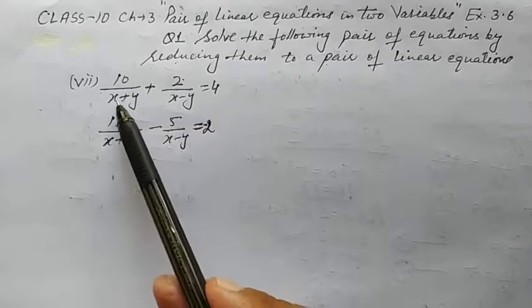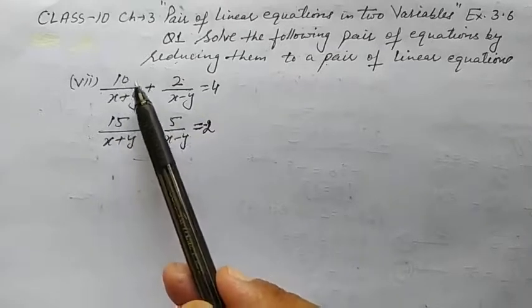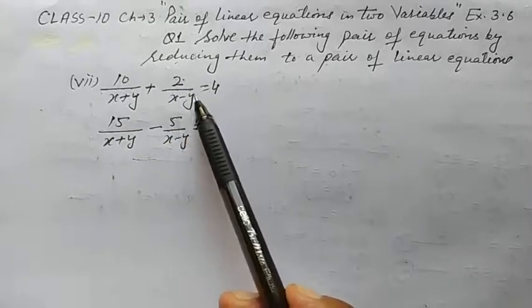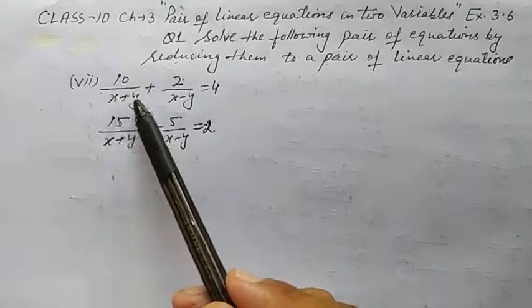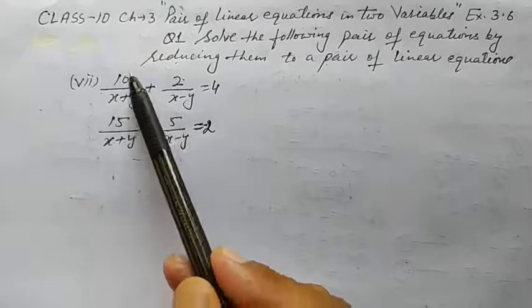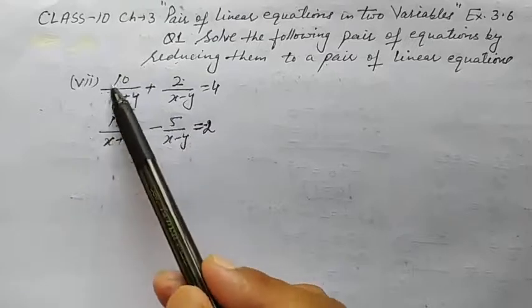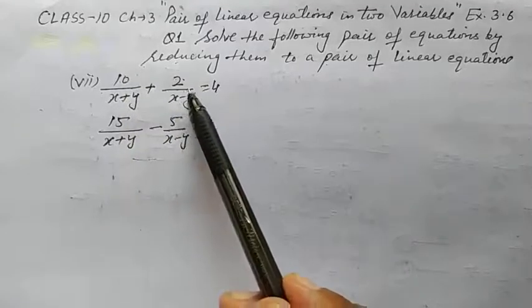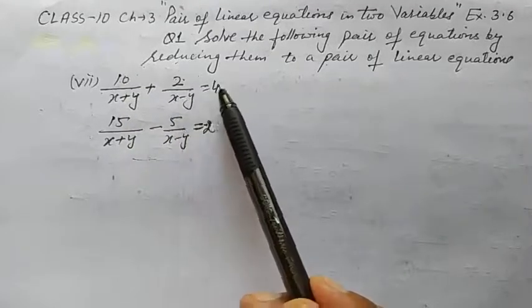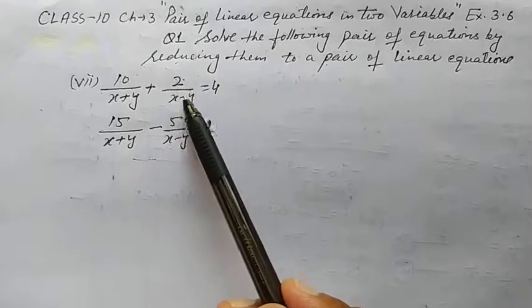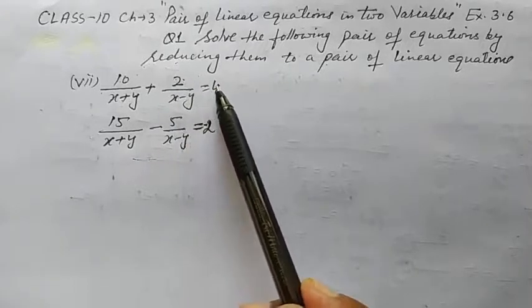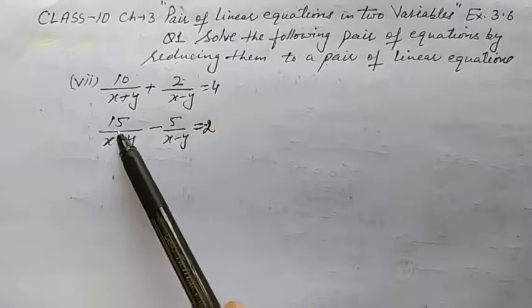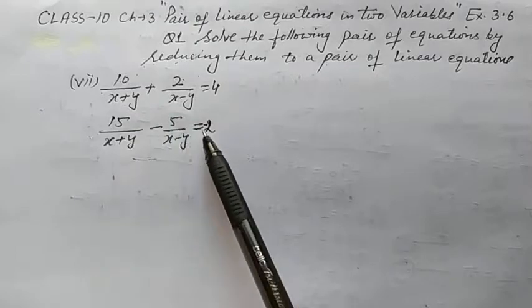So 10 over x plus y means 10 into 1 over x plus y, and 2 over x minus y means 2 into 1 over x minus y. If I fill 1 over x plus y as a, it becomes 10a. And if I fill 1 over x minus y as b, it becomes 2b, because 2 over x minus y is 2 into 1 over x minus y. So 10a plus 2b is equal to 4, and 15a minus 5b is equal to minus 2.